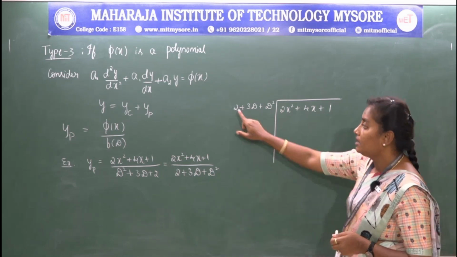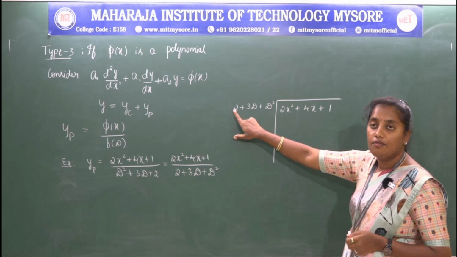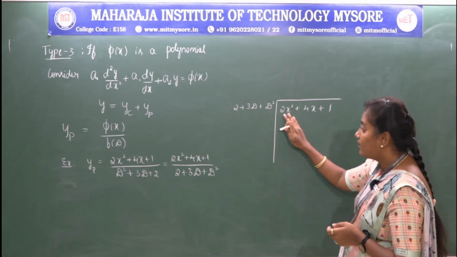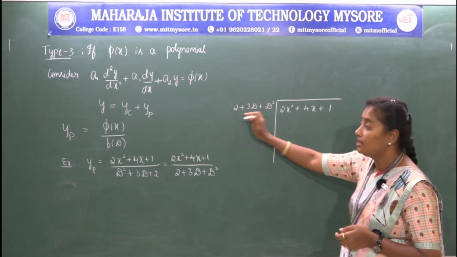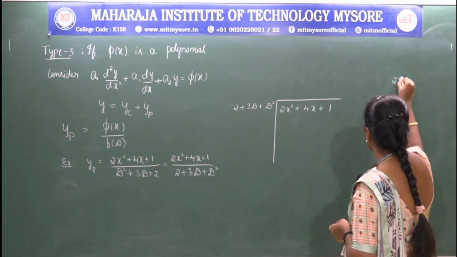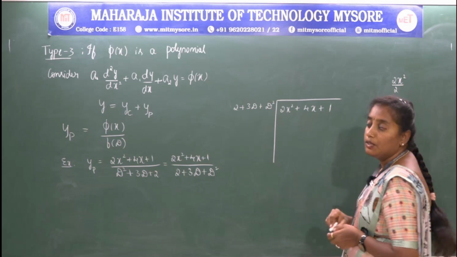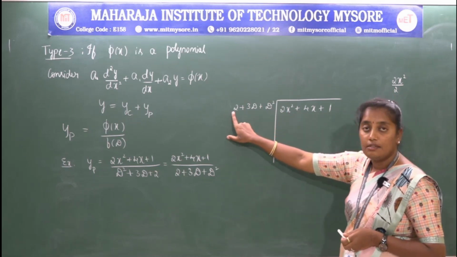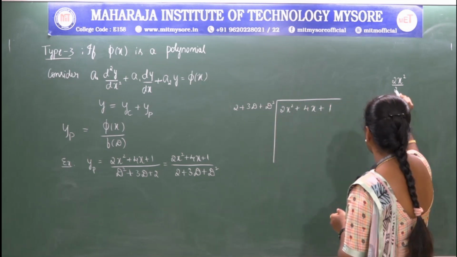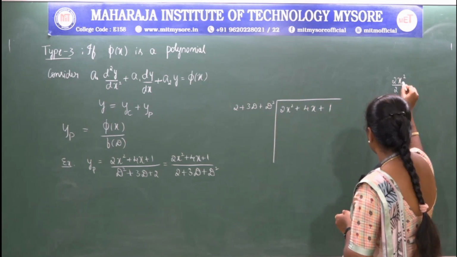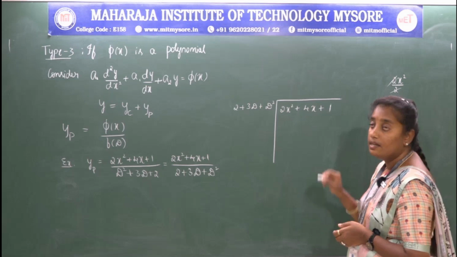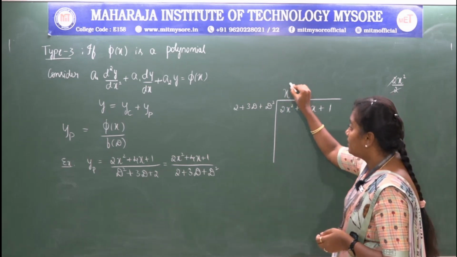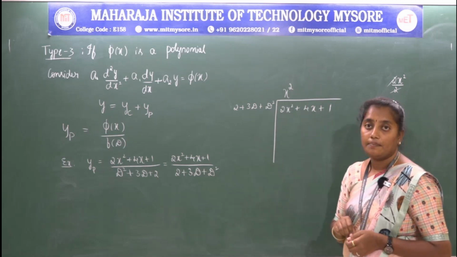For the first term, we have 2x square here and we have 2. To write the first quotient element, divide the first element by the first term of the divider, that is 2x square divided by 2. Here the 2 gets cancelled, then the remaining element is x square. That means the first quotient is x square.